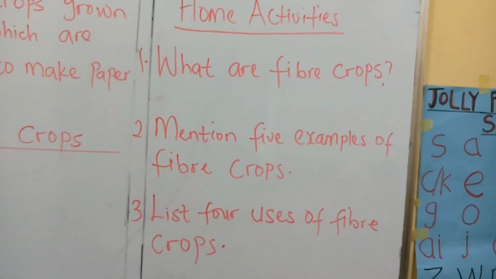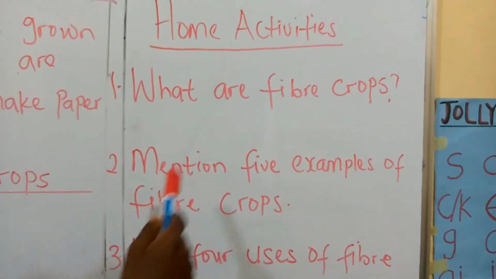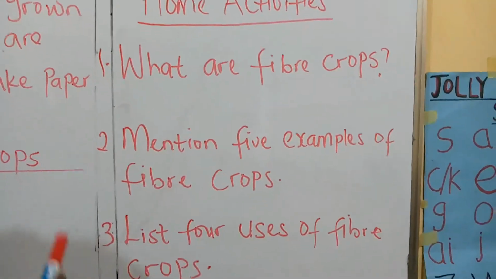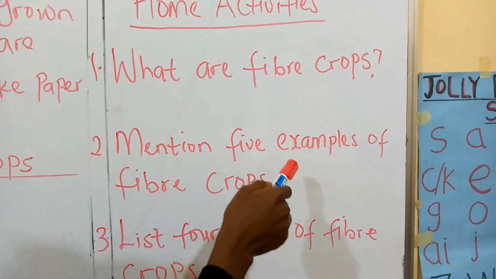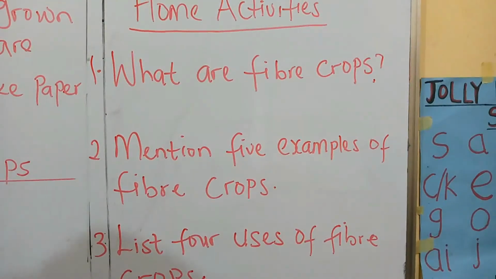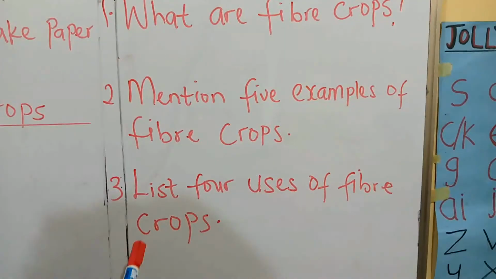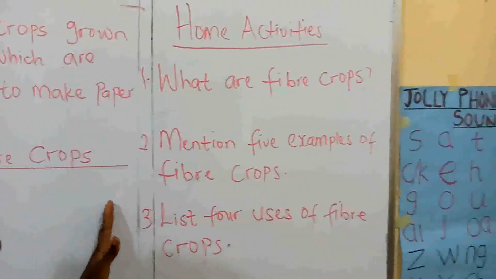With this, we now know the definition of fiber crops, and we have stated some examples. Before I leave you, I will give you homework to do for me. Here is your homework on the board. Number one, what are fiber crops? Number two, mention five examples of fiber crops. Number three, list four uses of fiber crops. Write it and submit it to the school for marking.